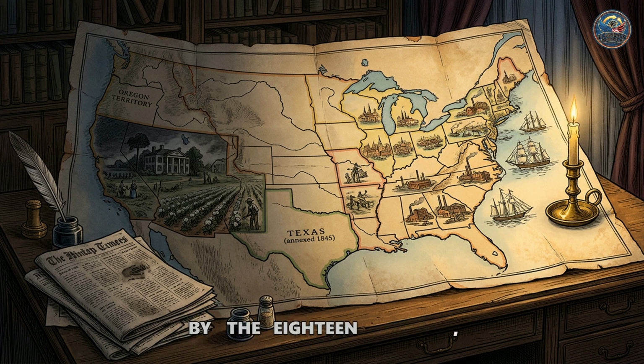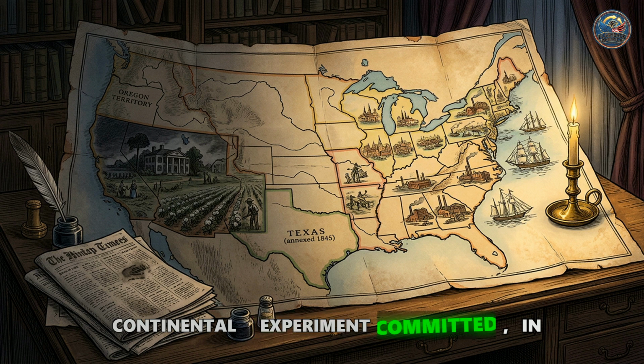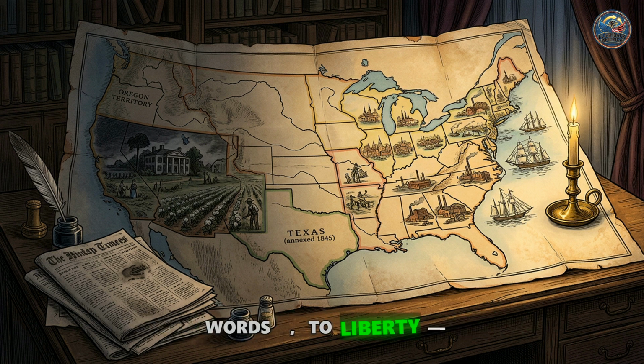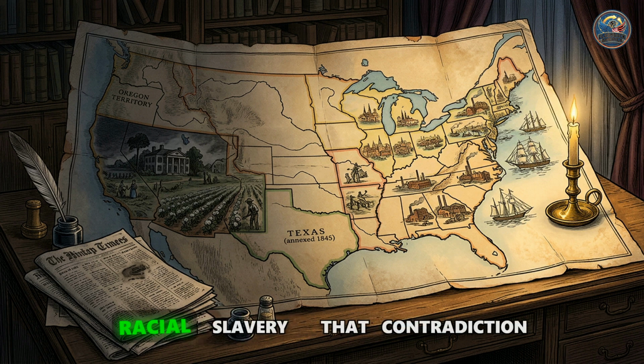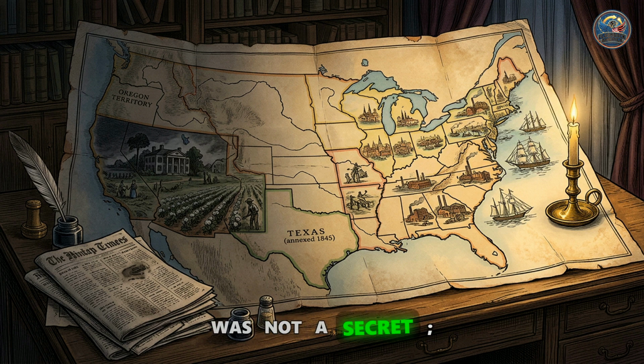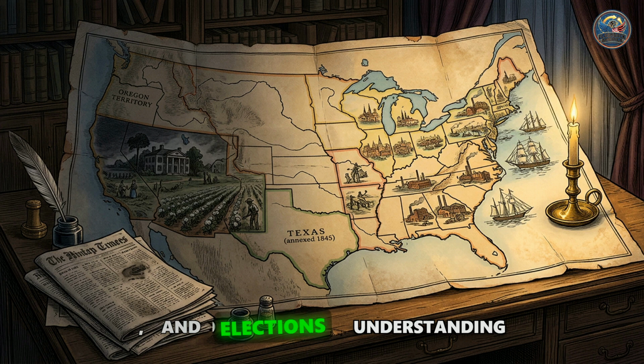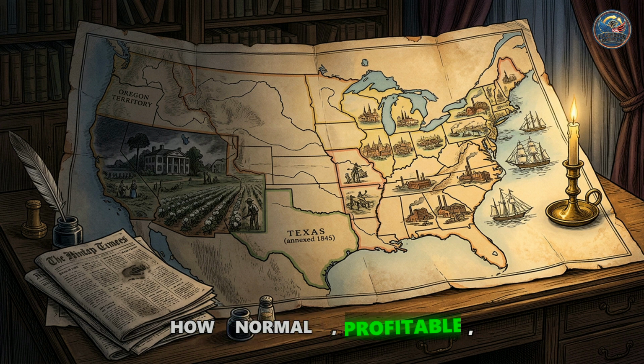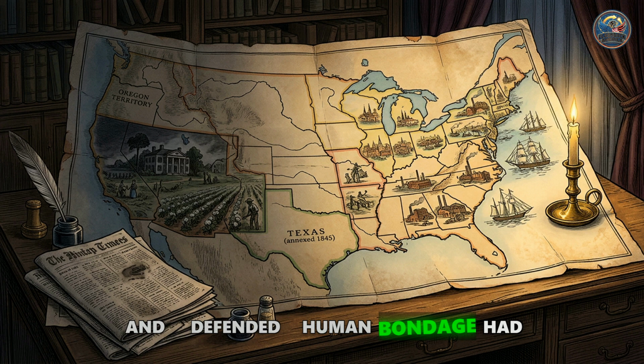By the 1840s, the United States was a continental experiment committed, in words, to liberty, yet built in part on racial slavery. That contradiction was not a secret. It shaped law, culture, and elections. Understanding the war begins with admitting how normal, profitable, and defended human bondage had become in half the country, and how threatening its expansion looked to many voters in the other half.